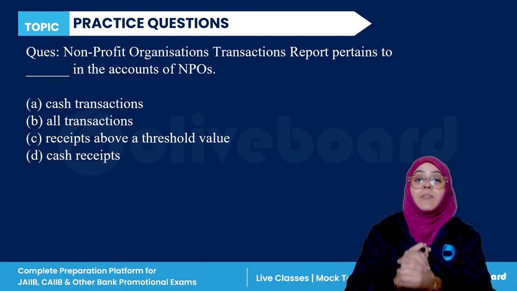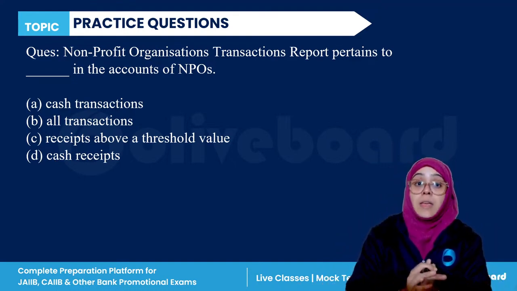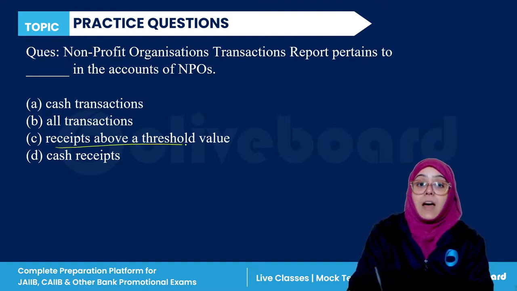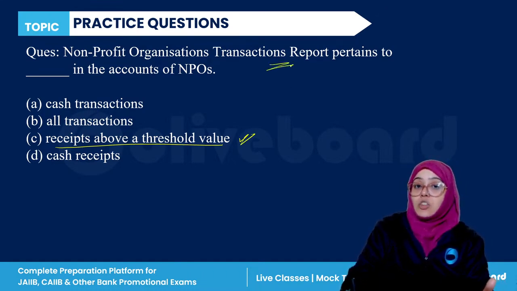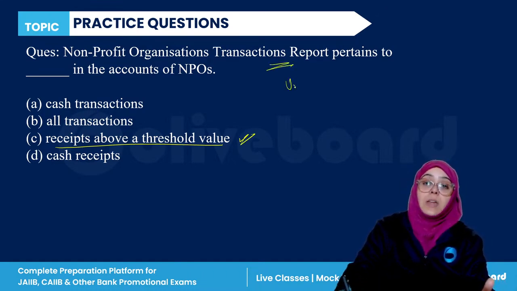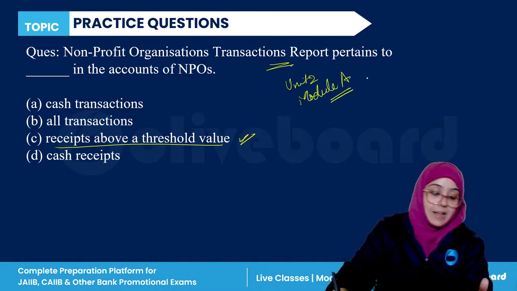Okay, so non-profit organization transaction reports pertain to receipts above a threshold value in the accounts of non-profit organizations. This is actually unit second, module A. Right? I have explained it in the KYC guidelines.